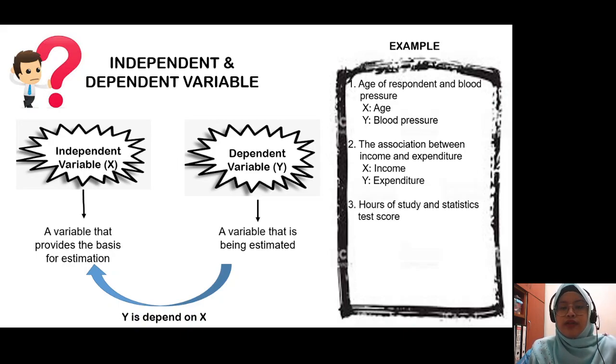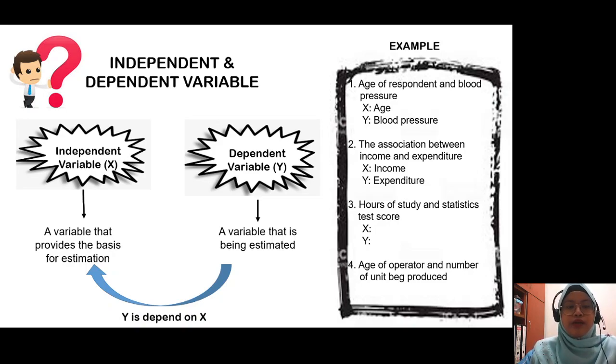Now, question 3, we have hours of study and statistics test score. Hours of study will be independent, statistics test score will be dependent. And the last one, number 4, age of operator and the number of unit bags produced. The independent will be the age of operator and your dependent variable will be the number of unit bags produced. That's how you determine the independent and dependent variable, because they are very important.